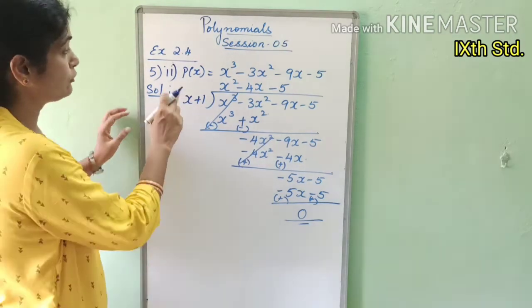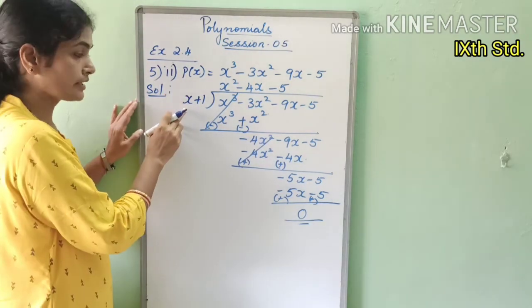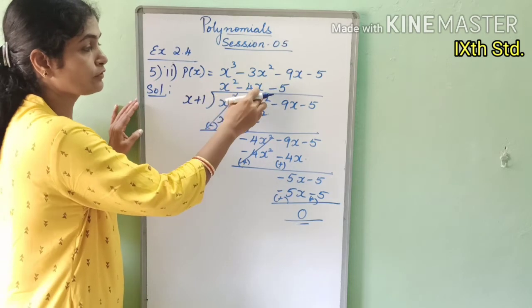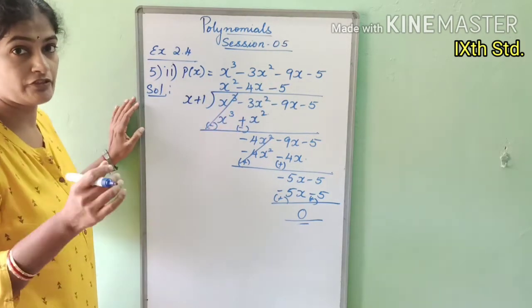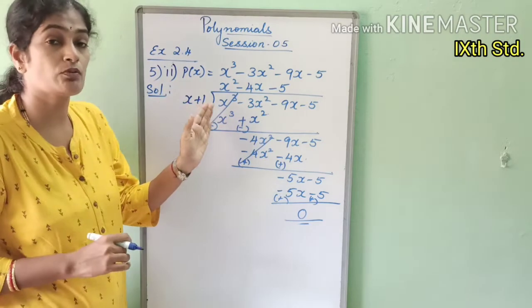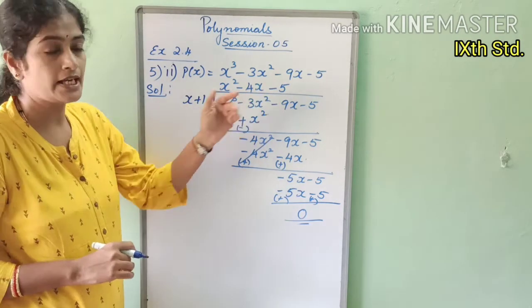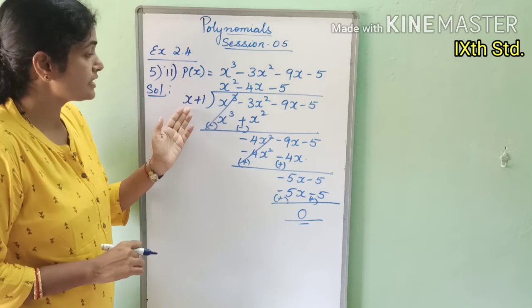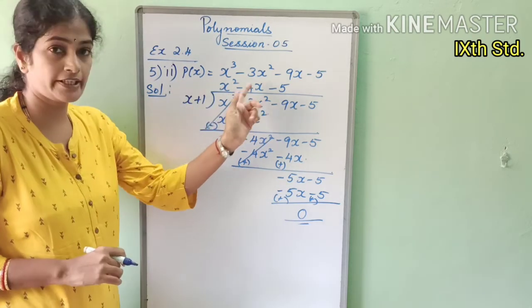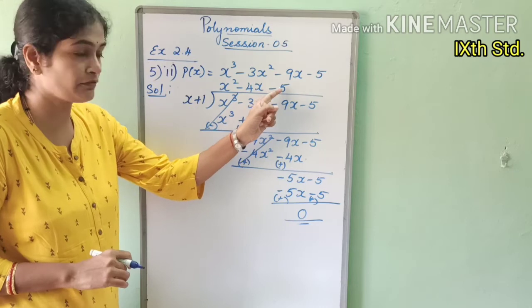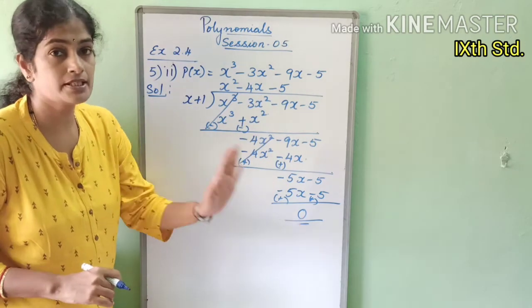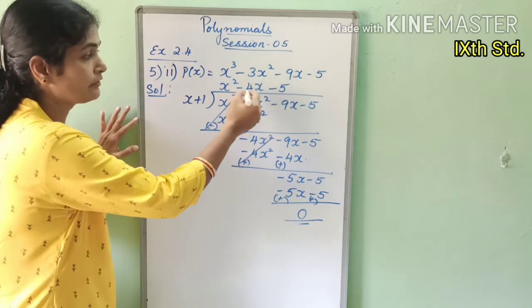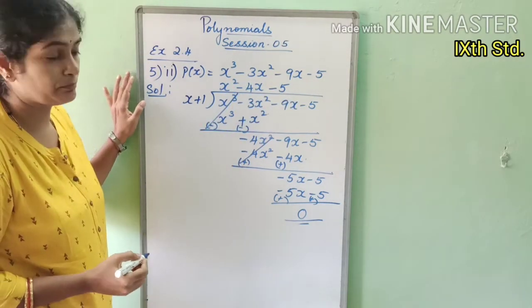Right. Therefore, p of x can be written as x plus 1 into x square minus 4x minus 5 by the division algorithm. That is, dividend is equal to divisor into quotient plus remainder. Dividend is p of x, divisor x plus 1, quotient x square minus 4x minus 5, plus remainder. Remainder is 0. Therefore, now we will do the factorization of this quadratic polynomial.